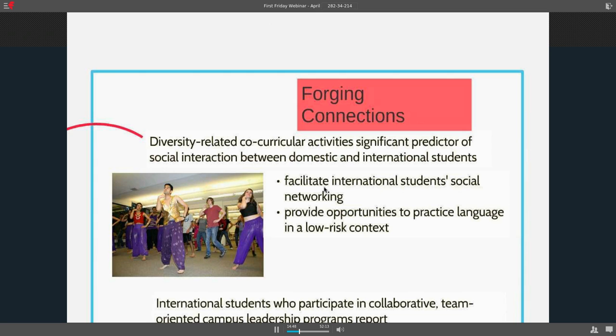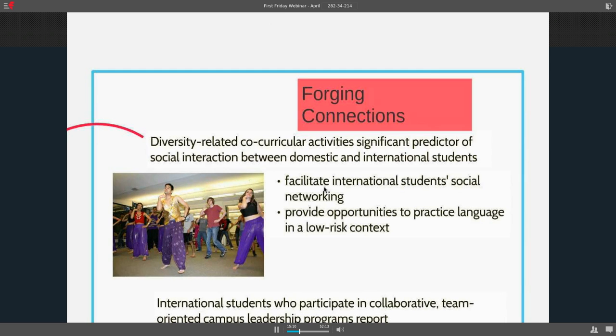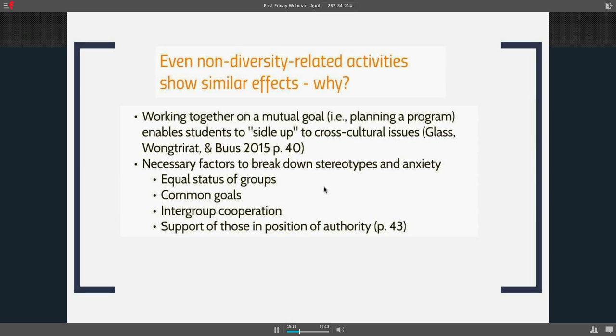And so specifically looking at how to build that sense of community, diversity-related co-curricular activities were found to be a significant predictor of social interaction between domestic and international students, which was in turn found to facilitate their social networking and give them opportunities to practice language in a low-risk context. And obviously in diversity-related activities, they're dealing head-on with these issues of cross-cultural communication and intercultural dialogue. But interestingly, it was also found that even non-diversity related activities had similar effects, which is kind of surprising because they're not explicitly dealing with cultural issues.